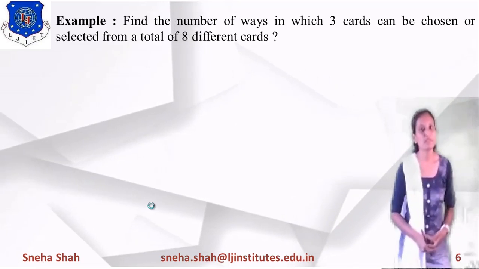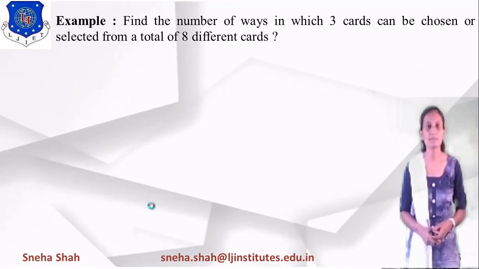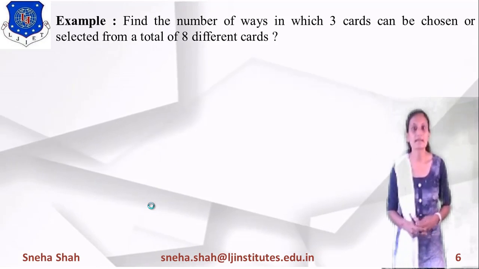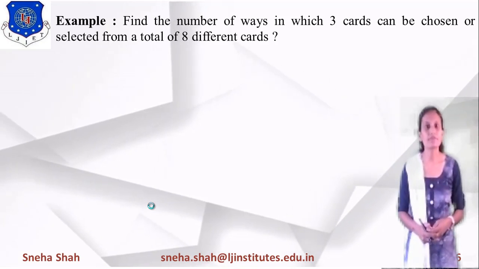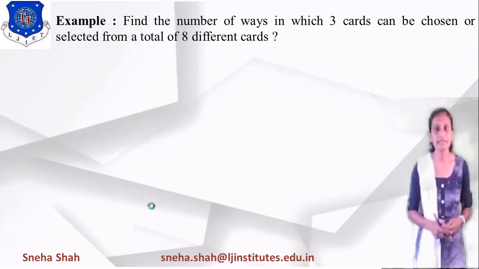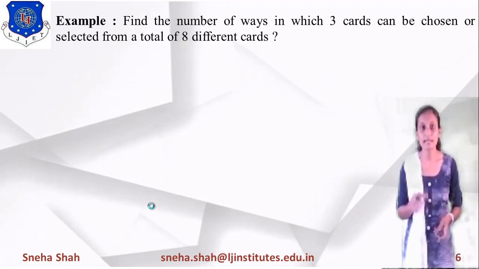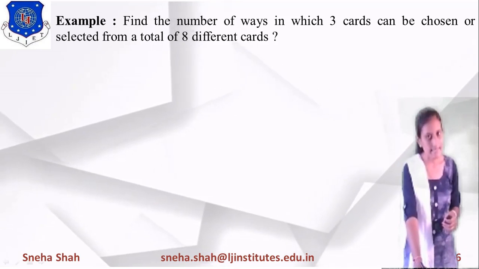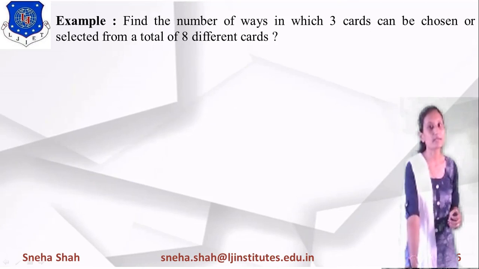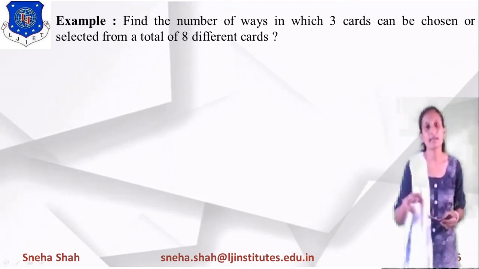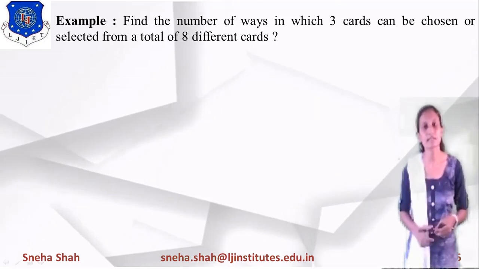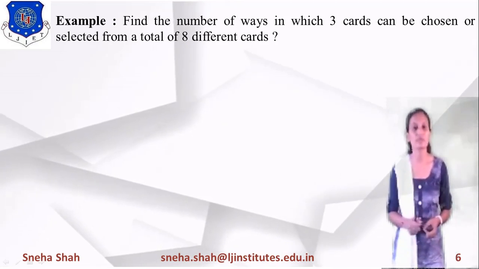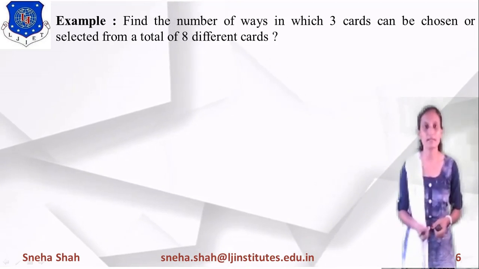Now this combination can be well understood through an example. The first example is: find the number of ways in which 3 cards can be chosen from a total of 8 different cards. The total number of cards is 8, and from these 8 different cards we have to select 3 cards. So we have to select a combination of 3 cards, and no particular arrangement is required. So to solve this example, we will use combinations.